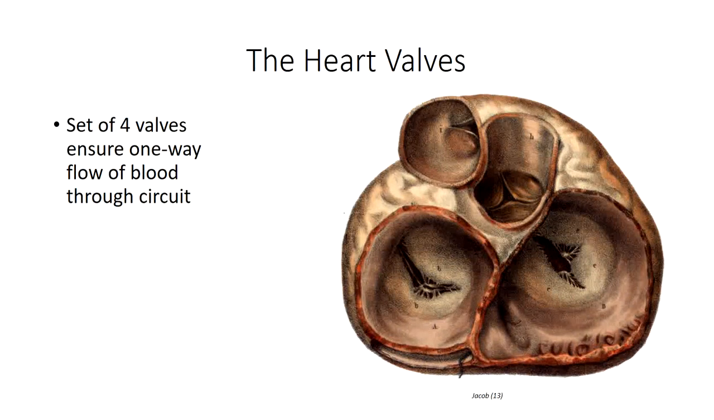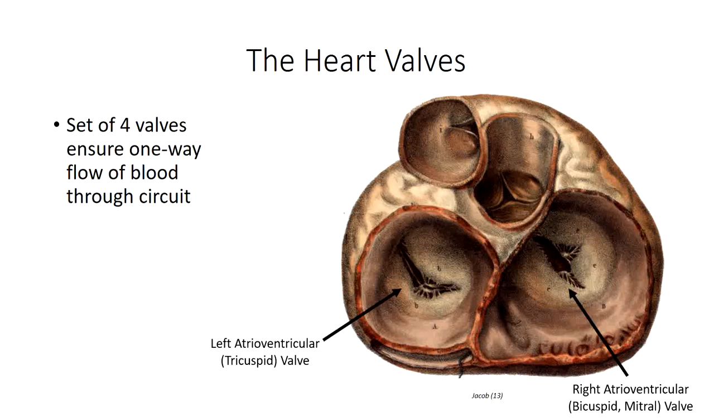Speaking of valves, time to take a look at these four structures in more detail. There are two distinct valve designs found in the heart. The two atrioventricular valves are found between the atria and ventricles on the left and right side of the heart and prevent the backflow of blood from the ventricles back into the atria. The semilunar valves are found at the base of the pulmonary trunk and aorta and prevent the backflow of blood into the right and left ventricles, respectively.